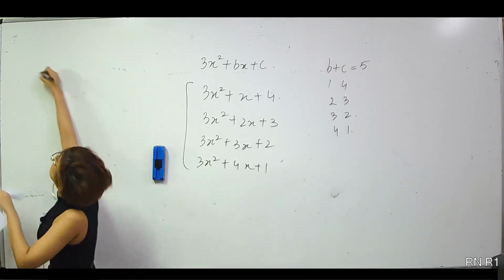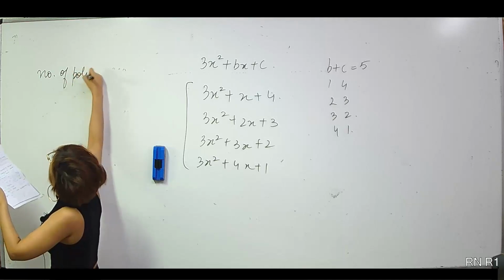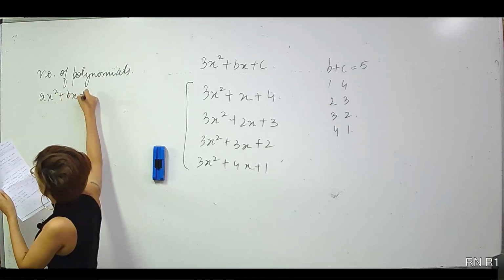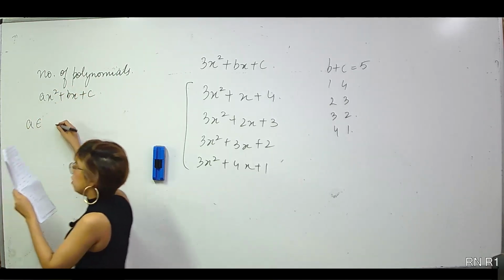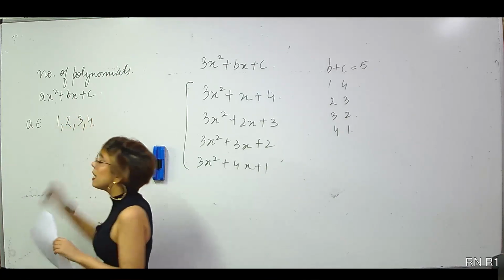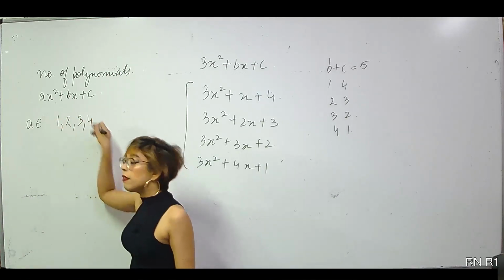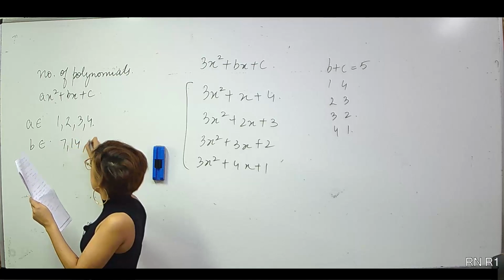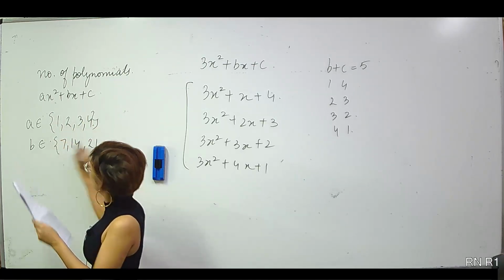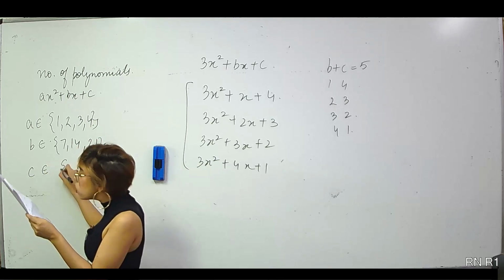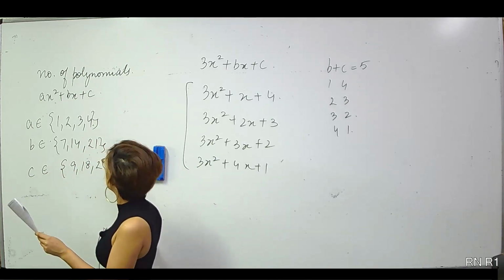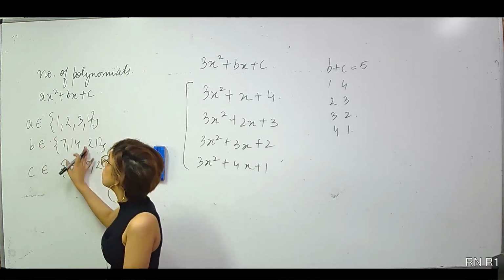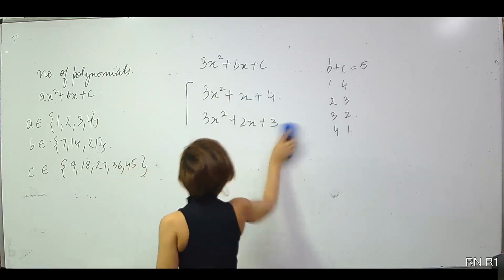find the number of polynomials now, just the number. Number of polynomials of the form ax square plus bx plus c, where a belongs to the collection 1, 2, 3, 4. I said collection, I have not put the curly brackets, but you get my meaning. b belongs to the collection 7, 14, 21. c belongs to the collection 9, 18, 27, 36 and 45. Find the number of polynomials of this form where a belongs to this, b belongs to this, c belongs to this. You just need to write the number.